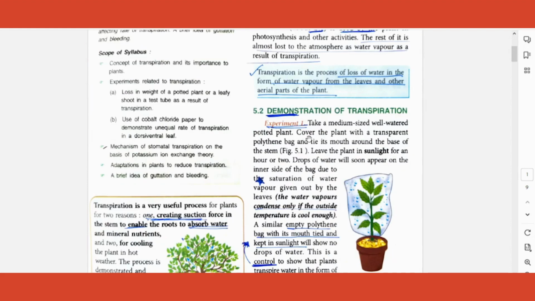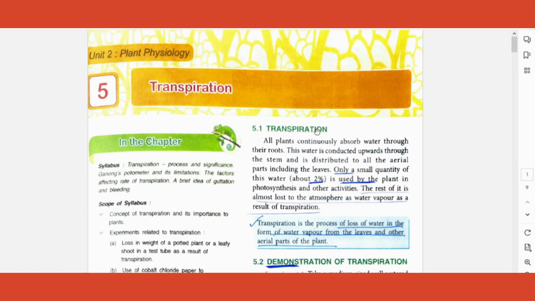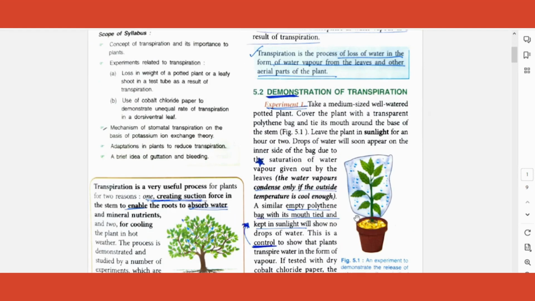Now let us go and learn all the experiments from the chapter. Plant physiology experiments are something that many of you struggle with, but it is simple and you should know what to learn as well. So let's go. First and second experiment is to demonstrate transpiration, meaning to show that transpiration occurs.